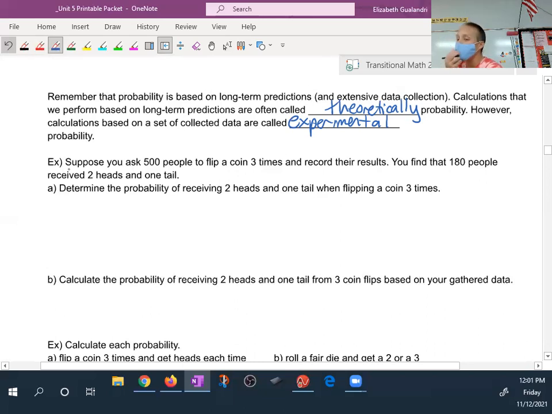So if we look at that information, suppose you ask 500 people to flip a coin 3 times and record the results. You find that 180 of those people received 2 heads and 1 tail. Okay, so we're given some information there. Determine the probability of receiving 2 heads and 1 tail when flipping a coin 3 times. So we're going to determine the theoretical probability of this happening. Okay, and then in part B, calculate the probability of receiving 2 heads and 1 tail based on your gathered data. Okay, so this is going to be our experimental one.